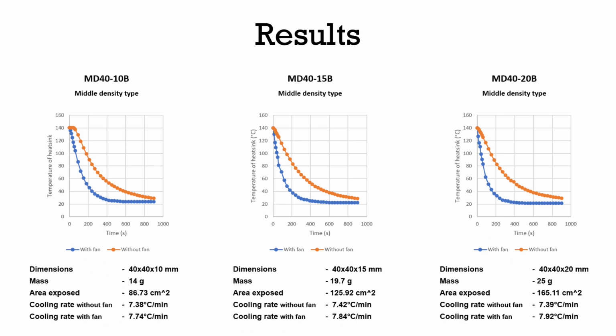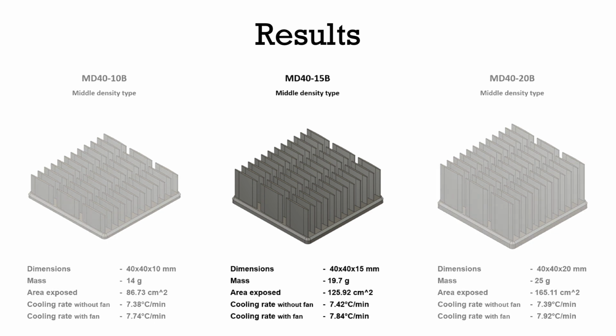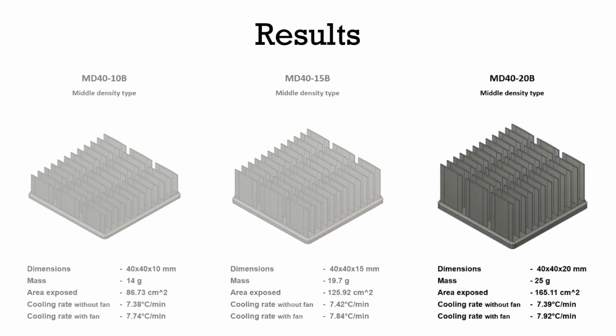From case 1, we see that the cooling rate increases as the area exposed is increased. This is demonstrated by varying the length of the fin from 10 to 15 to 20 mm. However, we do see some peculiar results such as MD4015B performing better than MD4020B without a fan. This might be due to the fact that a larger heatsink can trap more heat and thus there is more heat to be dissipated. But when a fan is introduced, MD4020B outperforms the rest.